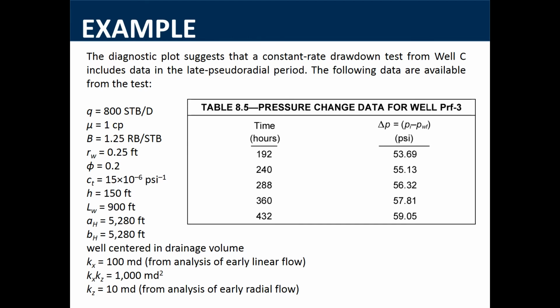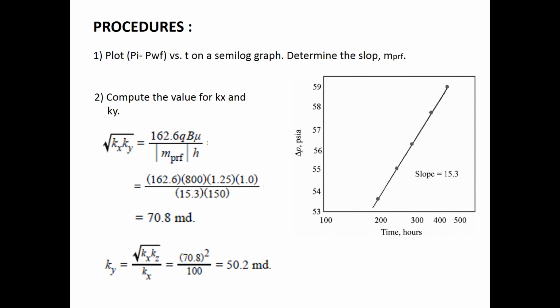This is a drawdown test conducted at well C, and these are the data obtained. First, we plot the graph of Pi minus Pwf versus time on a semi-log graph. Then, we determine the slope, and we get 15.3. Next, we compute the value for Kx and Ky. Since the value of Kx is given as 100, the Ky calculated is 50.2 md.